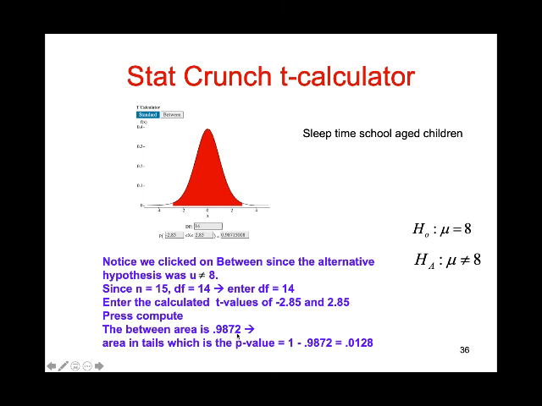0.9871. But of course, we want the area in the tail, so we're going to subtract that 0.9872 from 1 to get the area in the two tails, which is the critical area, and that p-value is equal to 0.0128, which is why we rejected the null hypothesis, because it was less than 0.05.